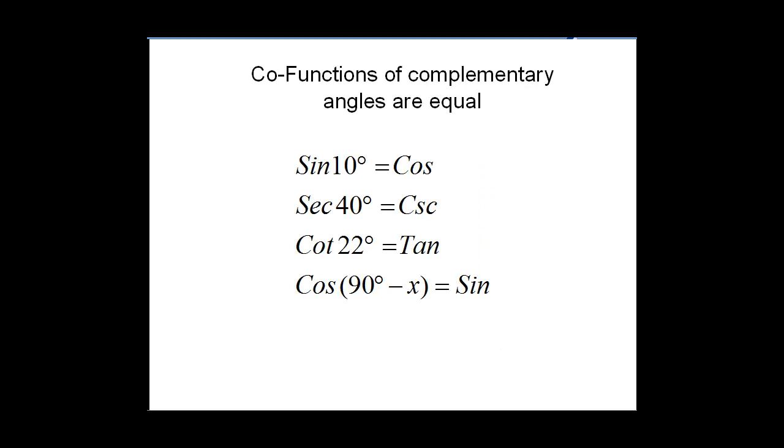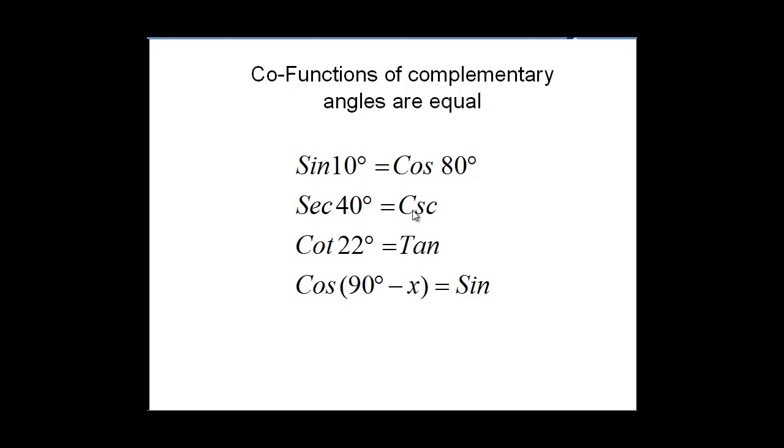Now we have relationships between the two cofunctions. Sine and cosine are called cofunctions, and if you have an angle like 10 degrees, its complement will equal the cofunction. So sine of 10 on your calculator is the same as cosine of 80, because 10 and 80 are complementary, and sine and cosine are cofunctions.